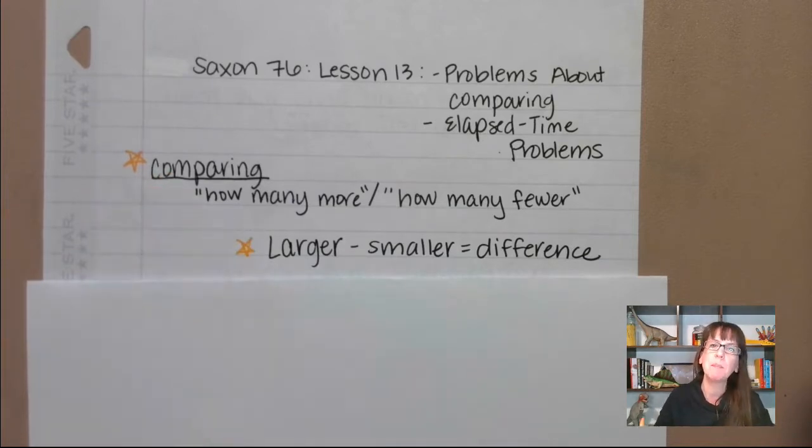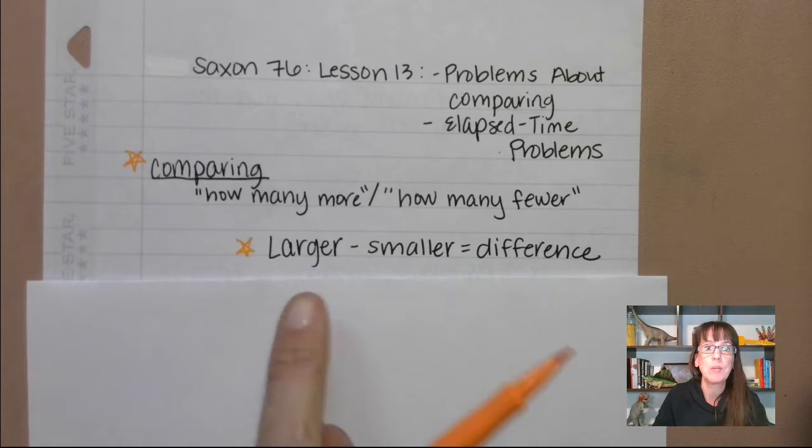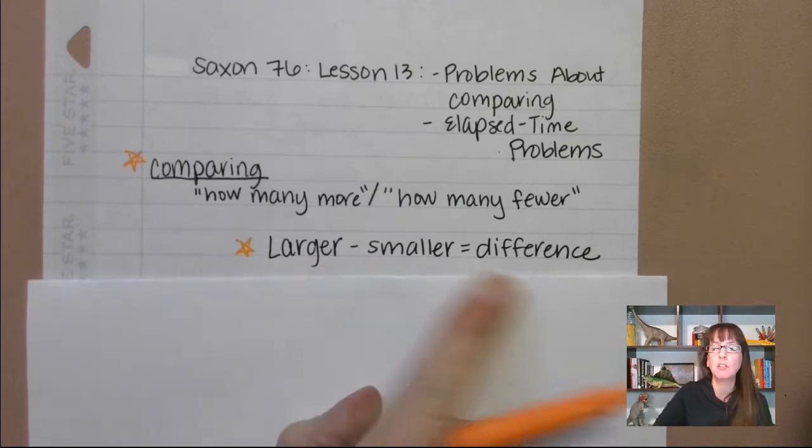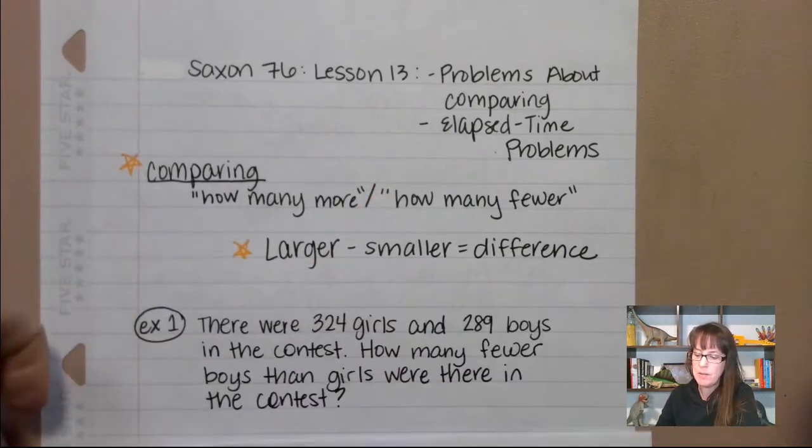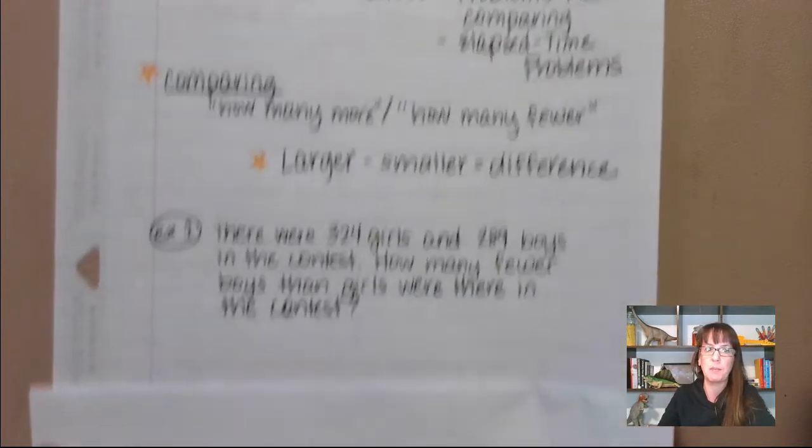When we're talking about comparing two groups in a word problem, you're going to see things like how many more or how many fewer. That is typically a subtraction problem. And we have a pattern here. We take the larger group, we minus the smaller group, and we find the difference. Remember, the word difference that we learned in a previous lesson means subtraction. So write that down.